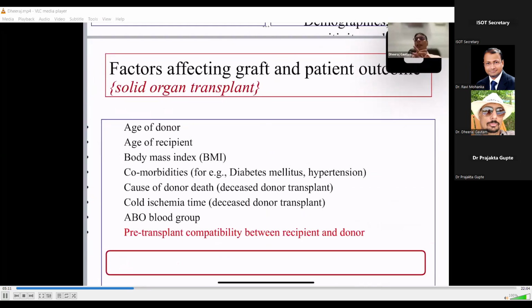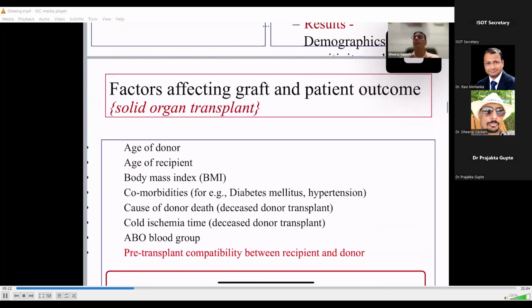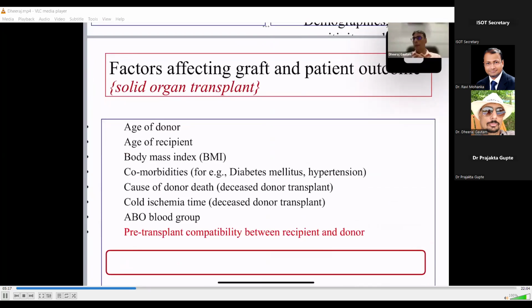So the factors affecting the graft and patient's outcome in solid organ transplants are the age of the donor: the more the age, the fewer the chances of a better outcome. Age of the recipient, the same applies. Body mass index, comorbidities like the patient having diabetes or hypertension, or the donor. Causes of the donor death, which is important for deceased donor transplant. Then cold ischemia time is also important, especially in deceased donor transplant.